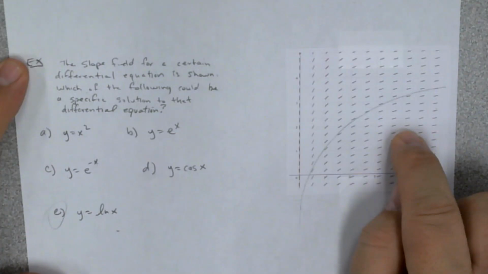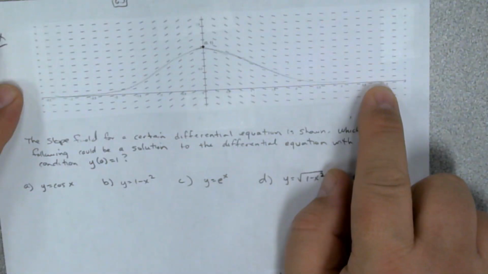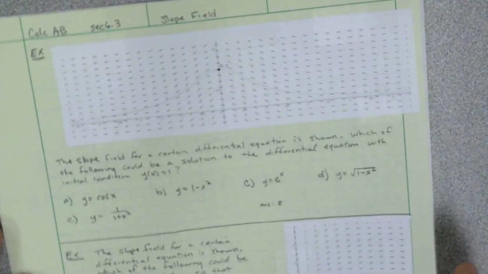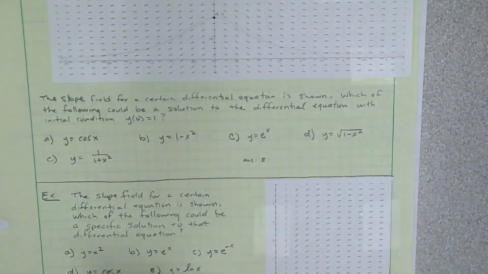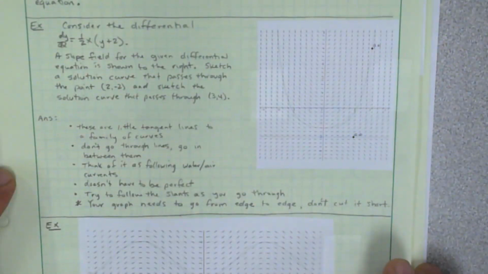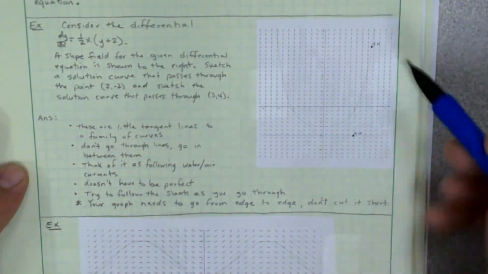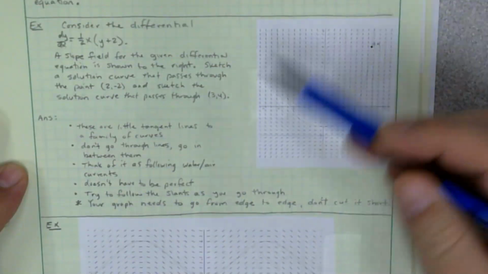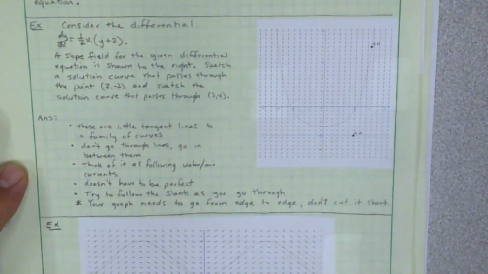Given a slope field, try and find a solution. Try and draw a particular solution through a slope field, identifying the function itself. I didn't have any extra notes here for that one. I did have some extra notes for this one, so if you want to take a look at that and write that down. But the same thing. Here's a slope field, gave you the differential equation. Try and draw a solution curve through certain points. This is a classic kind of a problem you will see. Most likely will be a test question.